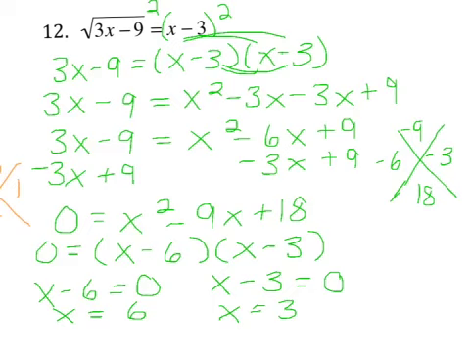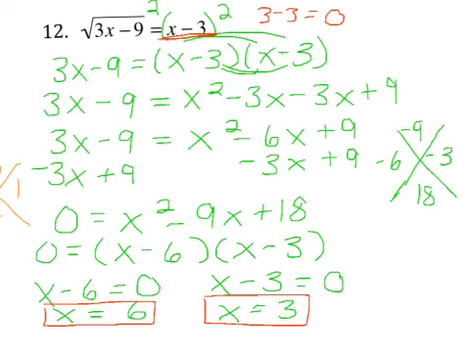Are any of these solutions extraneous? If we take 6 and plug it in to this side of the equation, we end up with a positive 3, and that's okay. So 6 is a good answer. Let's plug in a 3. If we plug in a 3, we get a 0. Is it okay to take the square root of something and get 0? It is okay. So this has two solutions, because x equals 3 works as well.